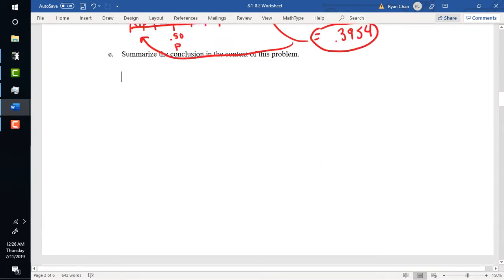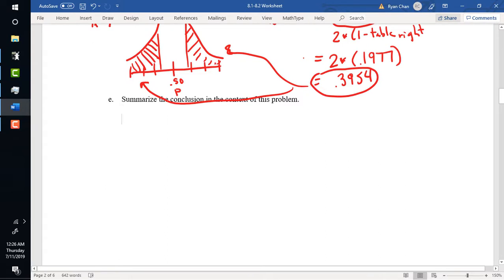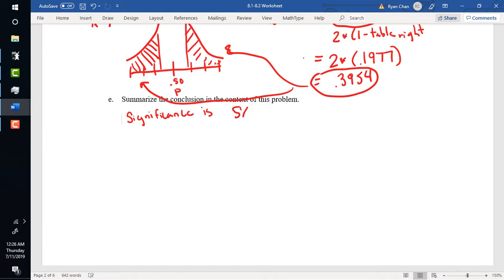And in your notes, we use something called the level of significance. Now, this problem doesn't tell you, so you assume that your significance level, if they don't tell you, is 5% or 0.05. So what is my p-value? My p-value, or the area underneath my curve, is 0.3954, which is greater than 0.05. So because of that, we do not reject the null.